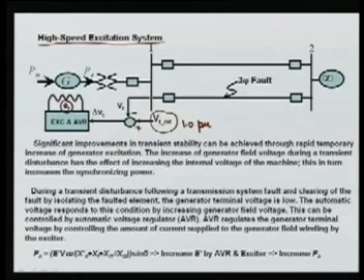So significant improvement in the transient stability can be achieved through the rapid temporary increase in the excitation system of the generator. I am not saying that you should operate your excitation system at a higher value every time, because that may lead to another problem. If your excitation is every time higher, what will happen? The field current will be very, very high, and that field current will cause more loss in the system, and your generator alternator may not operate properly, and you have to cool it down, means you have to have proper cooling for that.